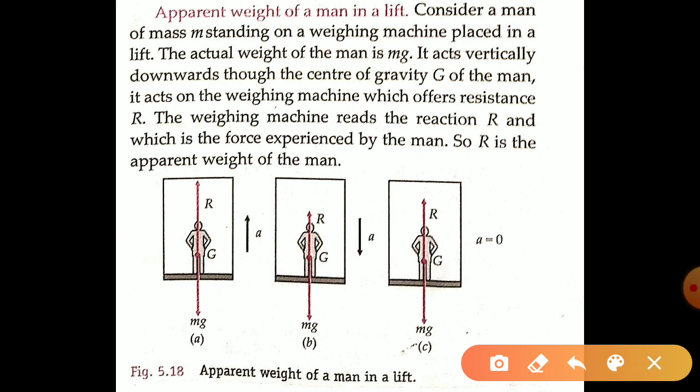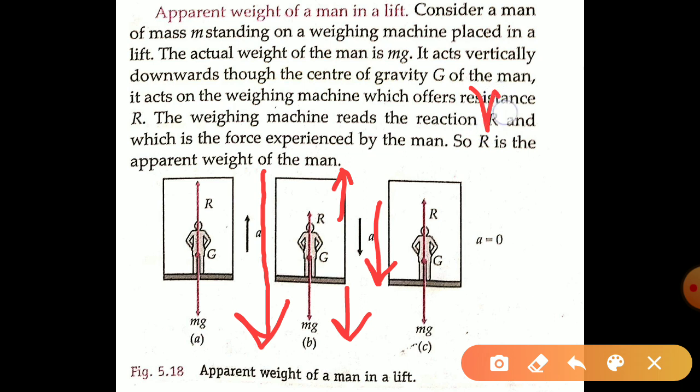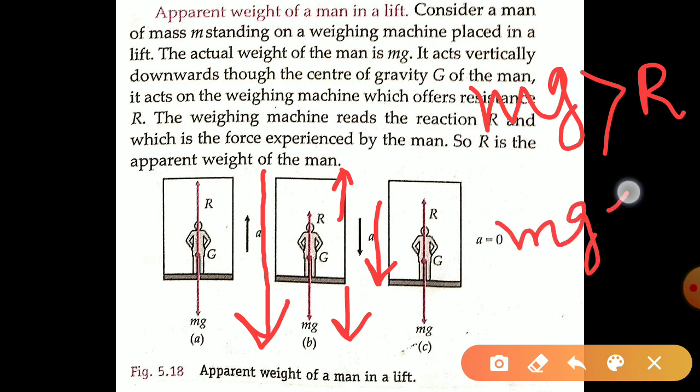Again, consider the free body diagram: the weight in the downward direction, the normal reaction in the upward direction, and the net acceleration in the downward direction. Now you can say that the lift is moving in the downward direction, which means the net force is acting in the downward direction. It means mg is greater than R. Then mg minus R is equal to the net force. What is the net force? That is ma acting on the lift.